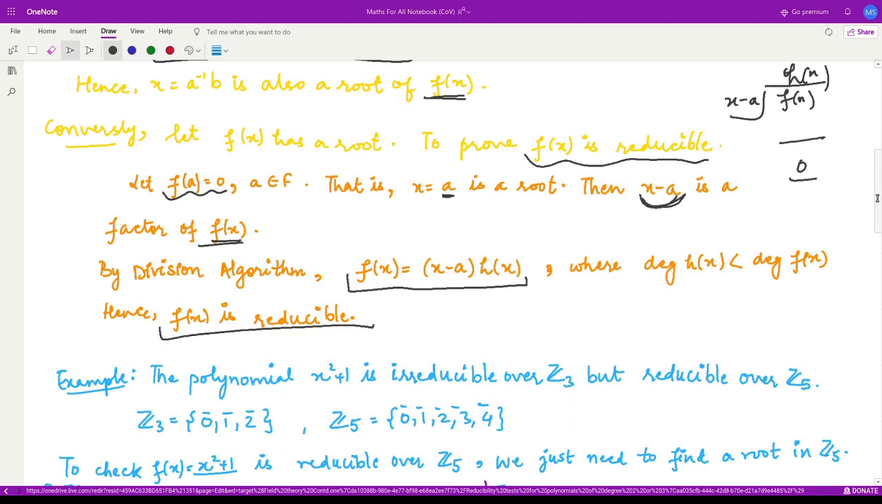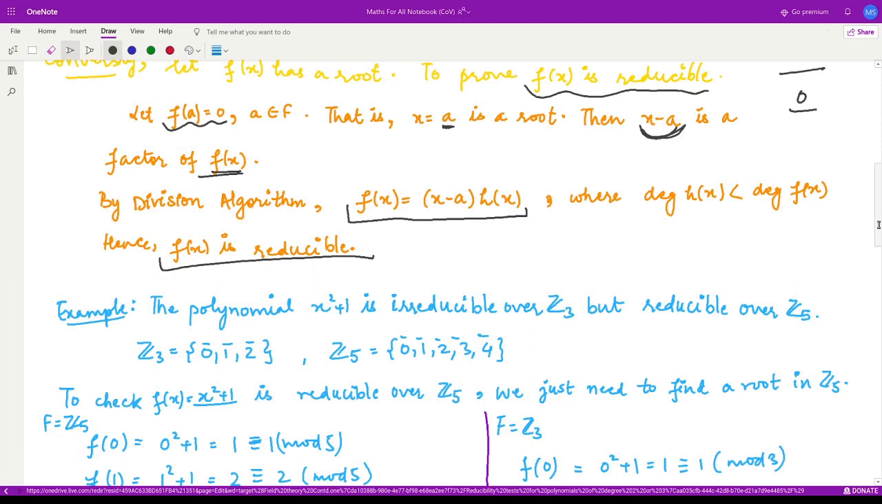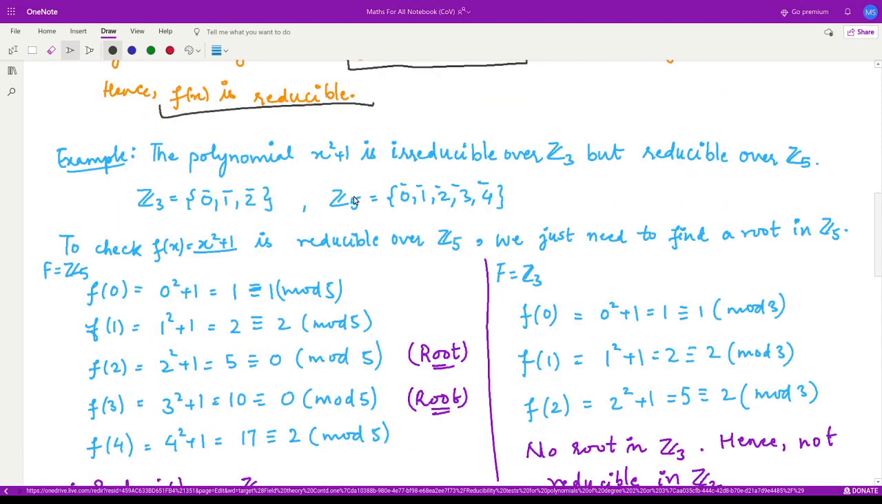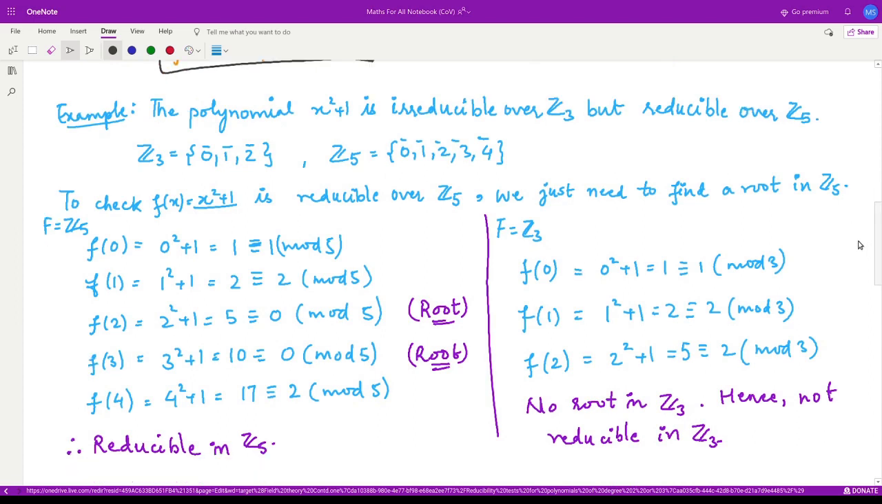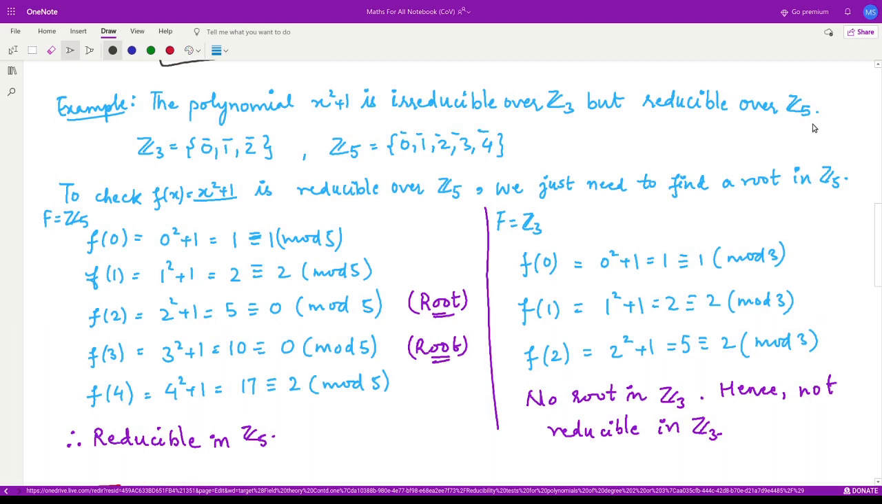So let us look at one example. The example is that this polynomial x square plus 1 is irreducible in Z3 but reducible over Z5. So now how can we check this? This polynomial has degree 2, right? So that means we can apply the above result onto it. And moreover, to check whether this is reducible or irreducible over these two fields, it is sufficient to check whether this polynomial has some root in these fields, right?